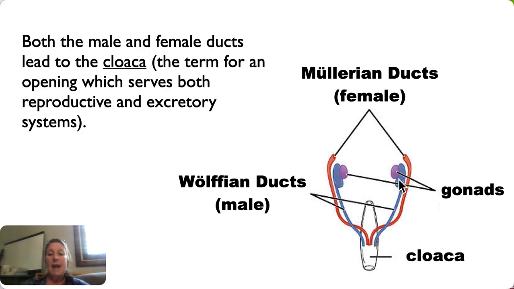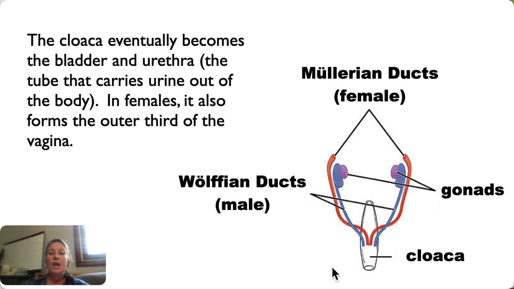Now, male or female, both of these tubes connect with this structure, which is called the cloaca. Cloaca is a term for an opening that serves 2 purposes, reproductive and excretory, meaning getting rid of the urine. The cloaca eventually becomes the bladder and the urethra, the tube that carries the urine to the outside of the body. And in females, the cloaca also forms the outer third of the vagina.